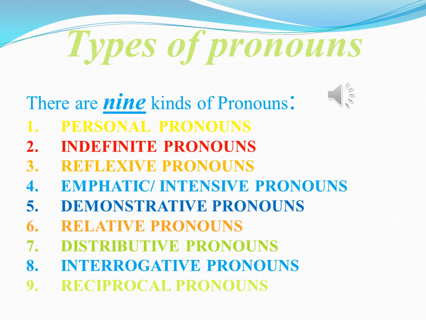Types of pronoun. There are 9 types of pronouns, which are: 1. Personal pronouns. 2. Indefinite pronouns. 3. Reflexive pronouns. 4. Emphatic pronouns. 5. Demonstrative pronouns. 6. Relative pronouns. 7. Distributive pronouns. 8. Interrogative pronouns. 9. Reciprocal pronouns.